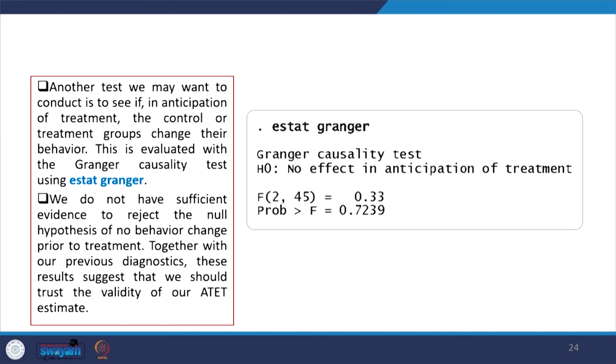Here the test result is not significant. So we consider that there is no anticipation of the treatment, or no effect on the treatment. Here, in anticipation of treatment, did the control or the treatment group change their behavior? This is evaluated with the Granger causality test. So, estat granger is going to give you the result. We do not have sufficient evidence to reject the null hypothesis of no behavior change prior to treatment. Together with our previous diagnostics, these results suggest that we should trust the validity of our ATT estimate. All right. So, these are all the details we wanted to explain.